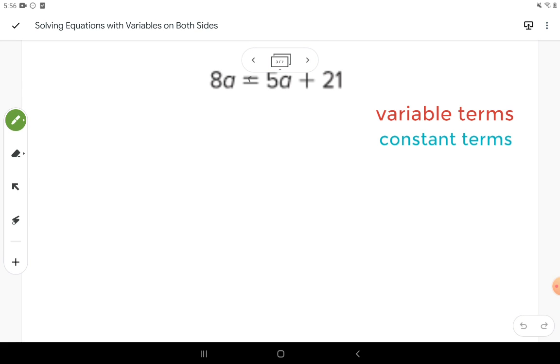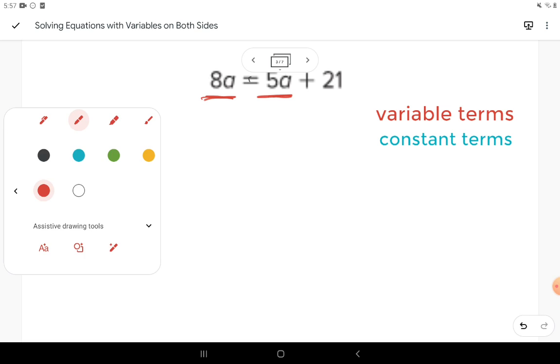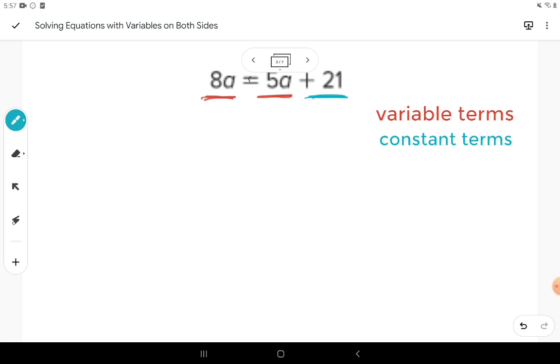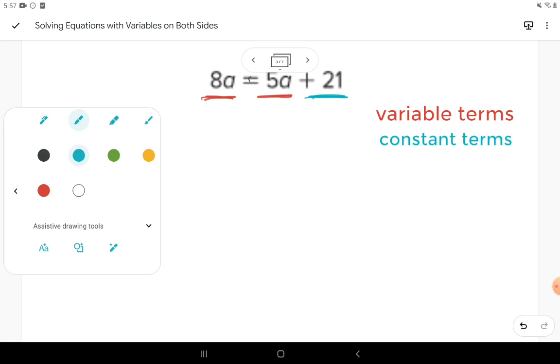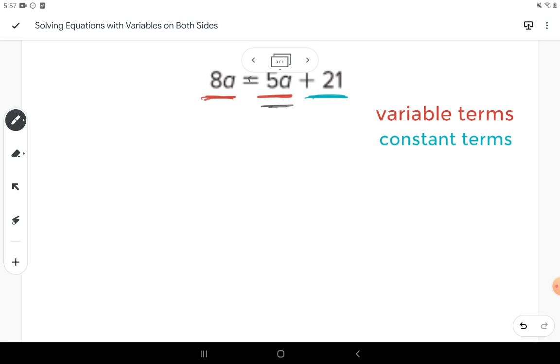Looking at this problem, we have 8a equals 5a plus 21. So we have our variable terms of 8a and 5a, and our constant term of positive 21. When we look at this, we see we need to get this 5a on this side with the other variable term. So to do that, I'm going to subtract 5a from both sides. 8 minus 5 gives us 3a, which equals 21.